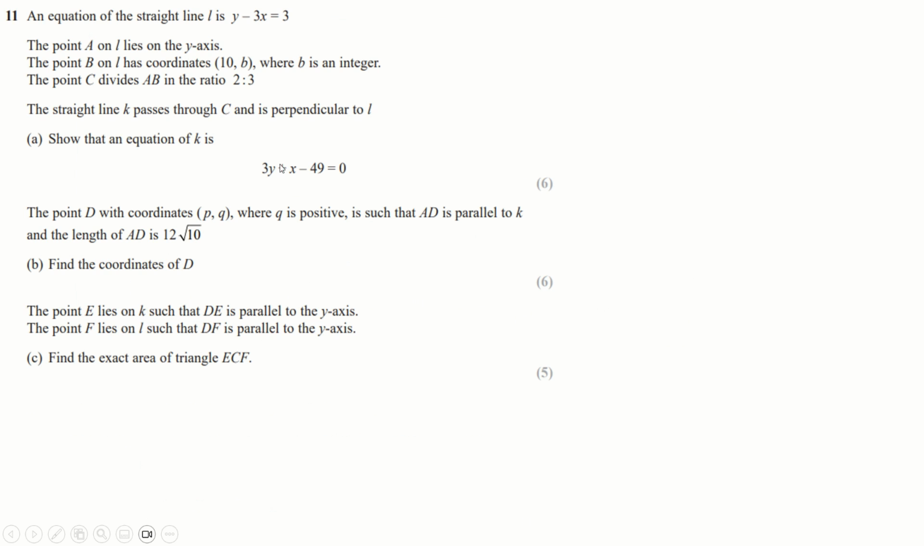Yeah, it's dumb. Anyway, an equation of the straight line L is this. So let's just very quickly draw this. I've rearranged it to be in sensible form. So that's that one there. And now A lies on the y-axis. So that's this point here. That's A. And that's obviously 0, 3 because of this 3 here.